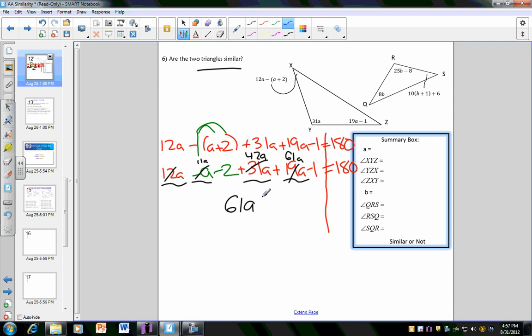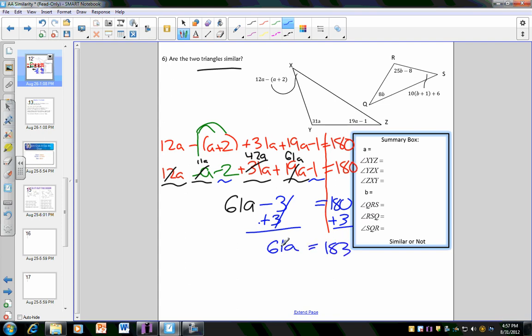And then in blue, I've got negative 2 minus 1. Negative 2 minus 1 have the same signs. So with same signs, I add and I keep that negative sign. So 2 plus 1 is 3. So it's going to be 61A minus 3 equals 180. All right, now it's a simple two-step equation. Got 61 and a 3 that I've got to get rid of. So I'm going to add 3 first. And I get 61A equals 183.